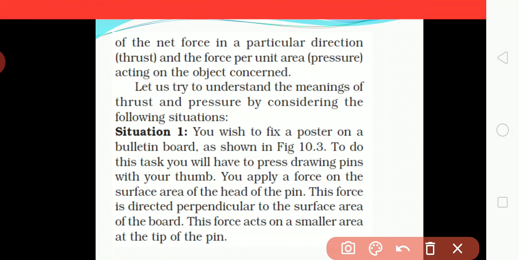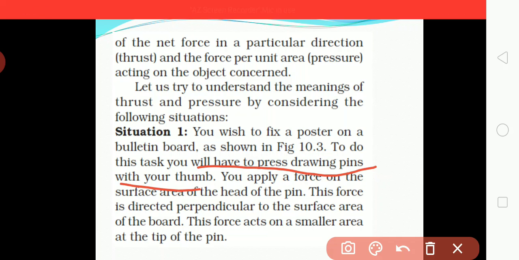Now we will take a different situation, and depending upon that we will study thrust as well as pressure. You wish to fix a poster on a bulletin board, as shown in figure 10.3. We will see it in the next slide. To do this task you will have to press a drawing pin with your thumb, as we also do in class.